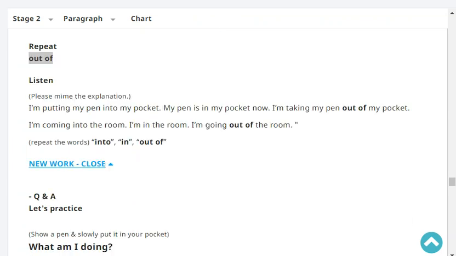Out of. So I'm putting my pen into my pocket. My pen is in my pocket now. I'm taking my pen out of my pocket. Okay, another example is I'm coming into the room. I'm in the room now. I'm going out of the room.